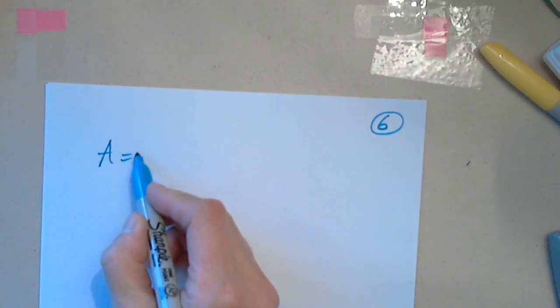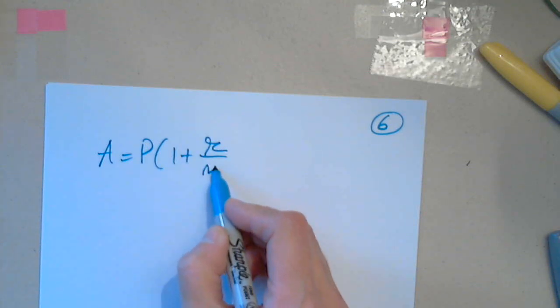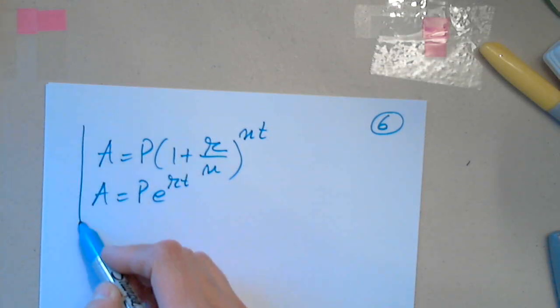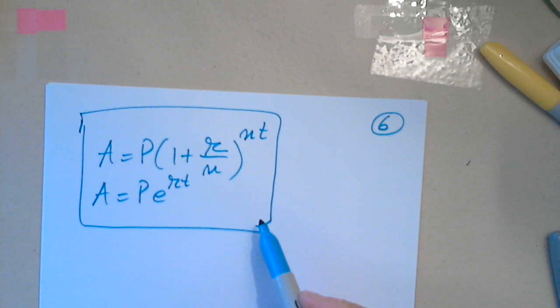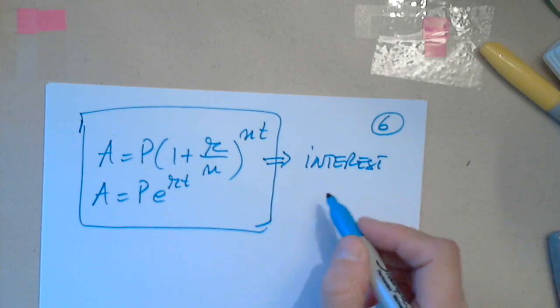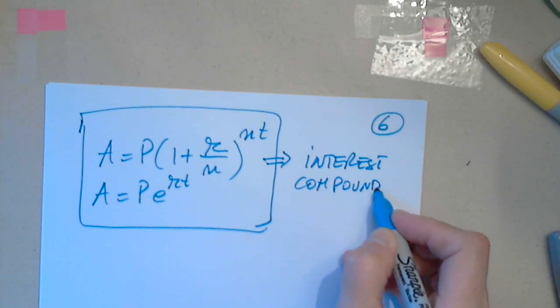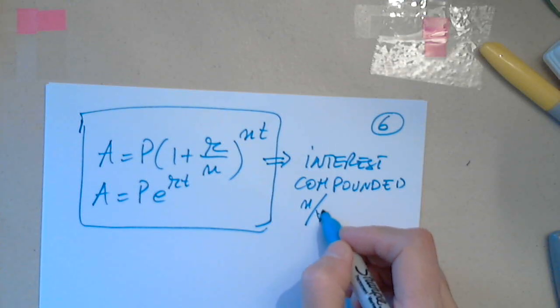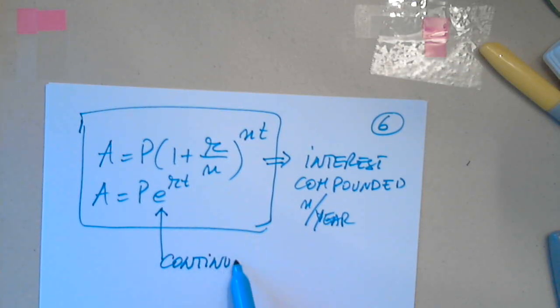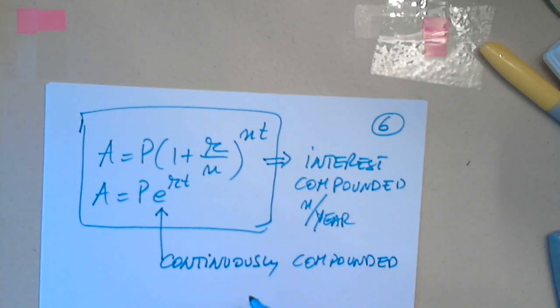So this one's talking about the formula A equals P times (1 + R over N) raised to NT, or A equals P E to the RT. So we discussed these formulas when we started this chapter. The first one is when the interest is compounded N times per year. This formula is when the interest is compounded continuously. Continuously compounded interest.